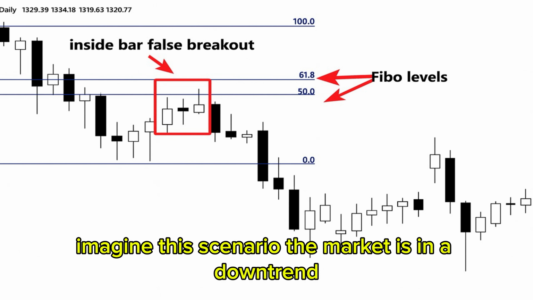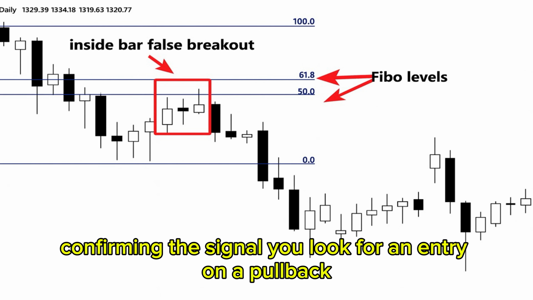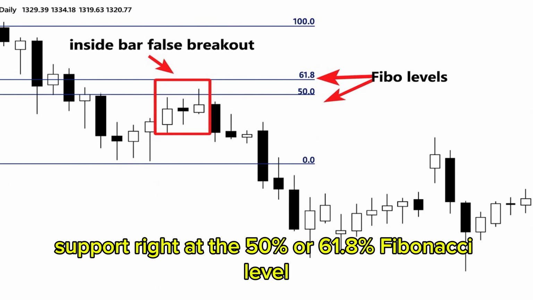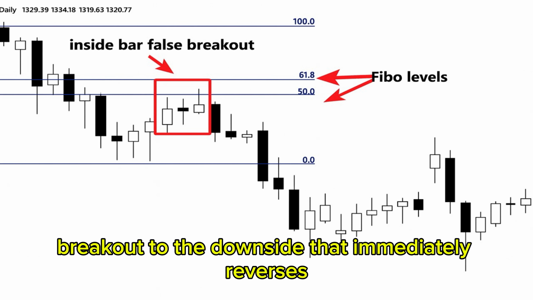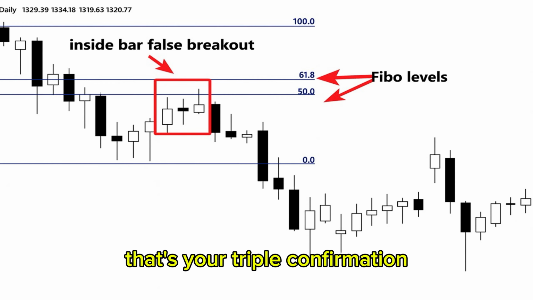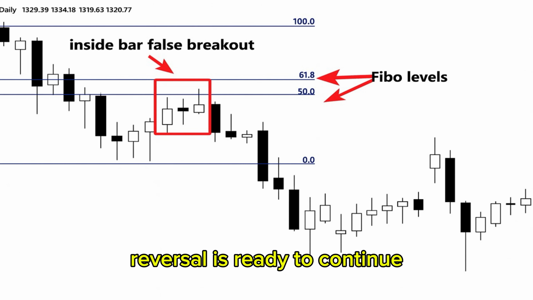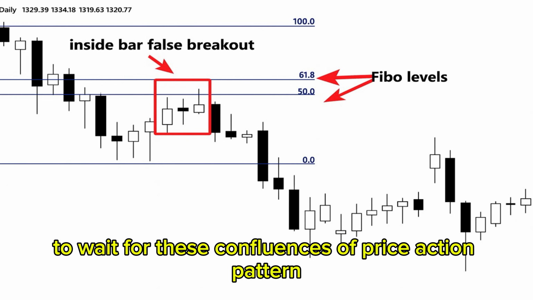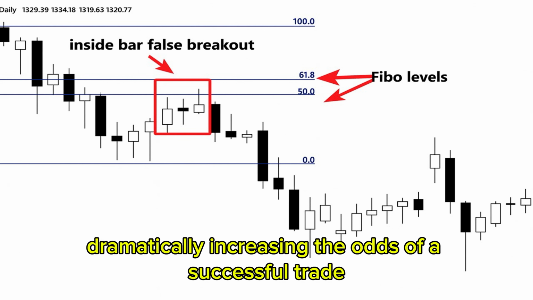Imagine this scenario. The market is in a downtrend. You see a bullish hammer pattern and its high gets broken, confirming the signal. You look for an entry on a pullback. That pullback could find support right at the 50% or 61.8% Fibonacci level. And if you see a small inside bar form at that level, followed by a false breakout to the downside that immediately reverses, that's your triple confirmation. It tells you the pullback is likely over and the bullish reversal is ready to continue. This chart is teaching you to be patient, to wait for these confluences of price action, pattern, and indicator levels to line up, dramatically increasing the odds of a successful trade.